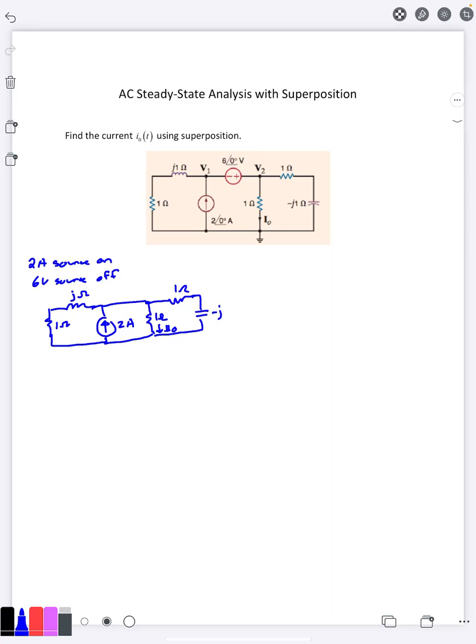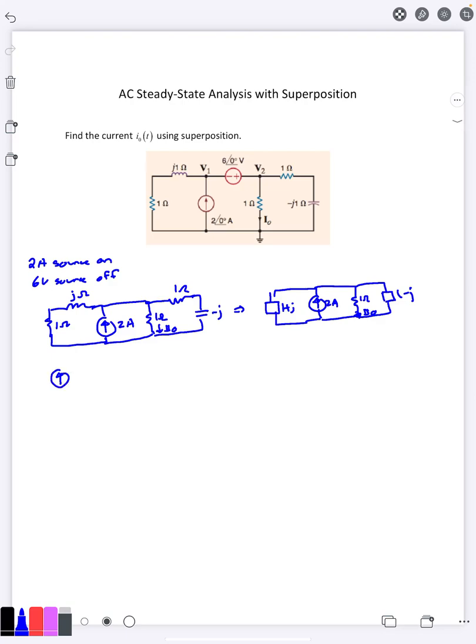So what I can go ahead and do here is some combinations of impedances that are in series. I have a 1 plus J for this left branch, and then I have the 1 ohm that we're looking for the current through. And then the right branch, I have 2 impedances in series. That's going to be a 1 minus J.